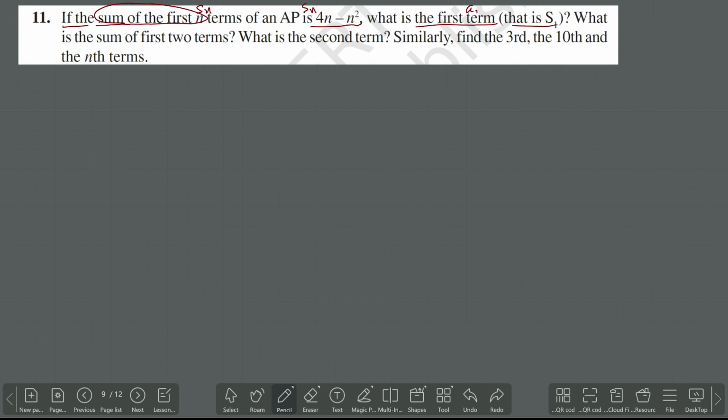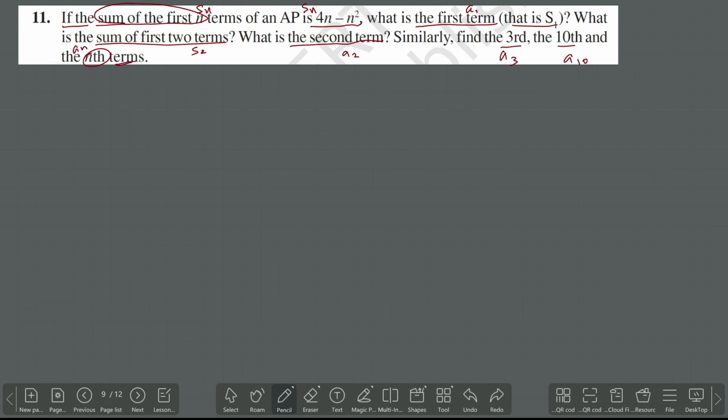A1, in brackets they said what it is? S1. When I gave the introduction about the Sn formula, I told you that S1 equals A1, and A1 equals a. Both are the same. Do you remember that? That is why they are giving it in brackets. And the sum of the first two terms, that is S2, we have to find. Then what is the second term? A2. Similarly, find the third, tenth and nth term, that means A3, A10, AN.